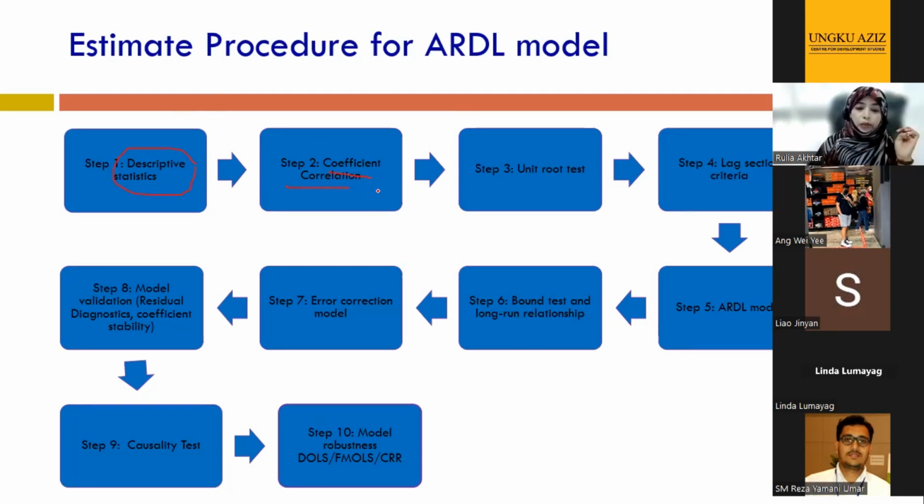Okay, the correlation coefficient. Here, is there any relationship between the variables or not? If there is a relationship, is it a weak relationship or a strong relationship, or is there no relationship? Now, you need to test the stationarity.